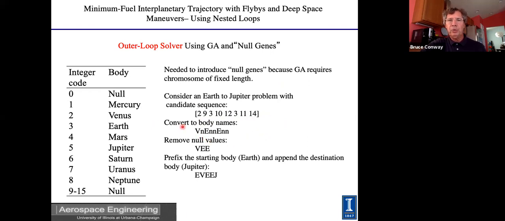Venus, which is body 2. The 9 is a null code, there's no planet. Then 3 is Earth. Then 10 and 12 don't correspond to any real planets. 3 is Earth again, and 11, 14 are both non-existent planets. So when you decode it, you get Venus, Earth, Earth, and some null planets. You remove those and you prefix the starting body, append the destination body, and there's your sequence. Earth, Venus, Earth, Earth, or depart Earth, Venus flyby, Earth flyby, another Earth flyby, arrive at Jupiter.